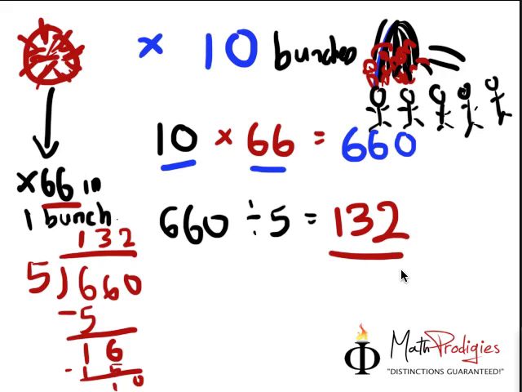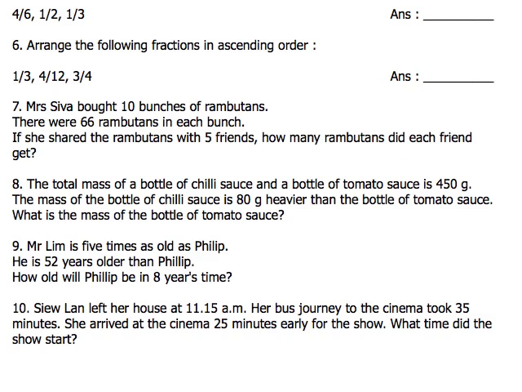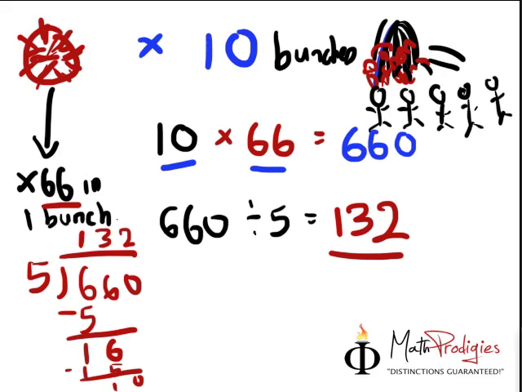Bam. So then we write our little statement which says, each friend of Mrs. Siva's, each friend will get how many rambutans? Did means past tense. So we write each friend got 132 rambutans.